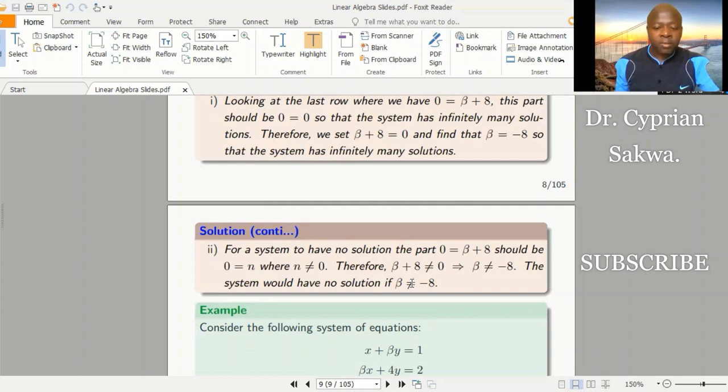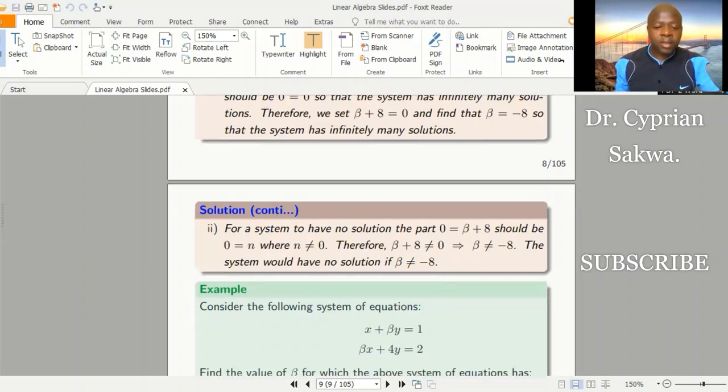So the system would have no solution if beta is not equal to negative 8. But if beta is equal to negative 8, this system would have infinitely many solutions. So that means if beta is 1, the system would have no solution. If beta is negative 7, the system would have no solution. If beta is any number other than negative 8, the system would have no solution. So that is the answer.